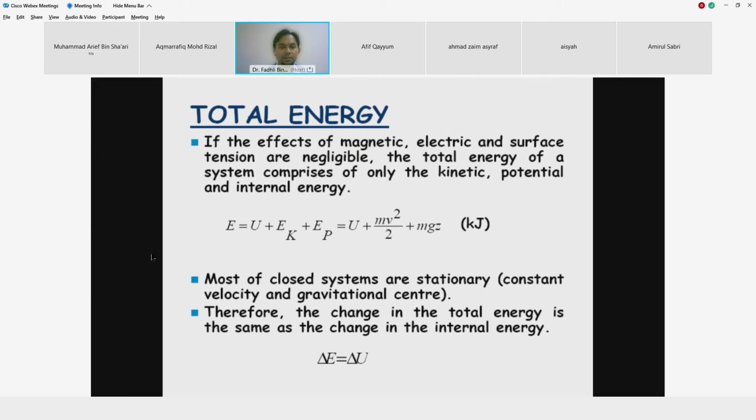Okay, next, total energy. This is an important term that is usually used in thermodynamics. Total energy: the effects of magnetic, electric, and surface tension are negligible. What does that mean? They are negligible. The total energy of a system comprises only the kinetic, potential, and internal energy.